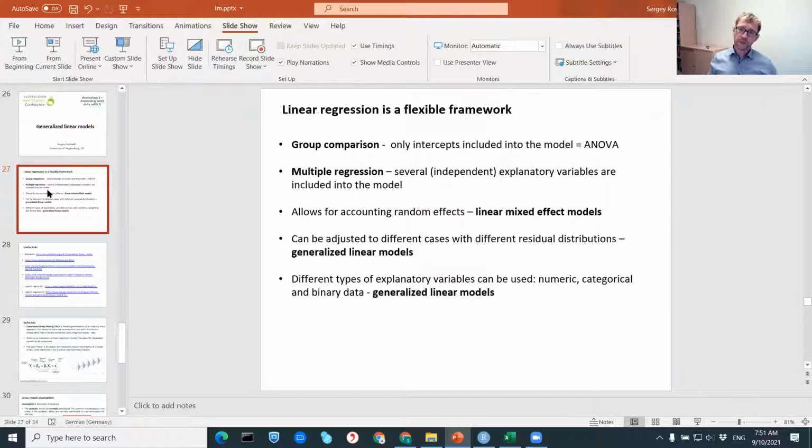So actually this framework can be adjusted to any kind of residual distributions. If you remember, one of the important assumptions in the linear model was that the residuals should be distributed normally, which is usually not the case, at least when we deal with seed data. In this case, we need to use so-called generalized linear models. And of course, we can run a linear regression with any kind of data, numeric, categorical, and even binary data, right? Generalized linear models, which we're going to talk about, deal with such variety very nicely.